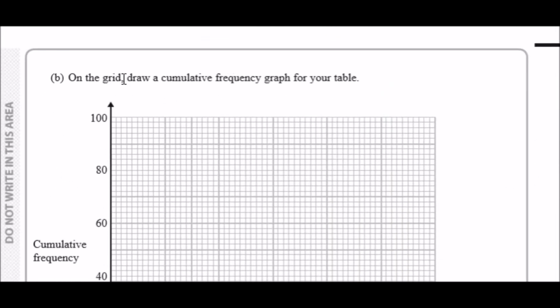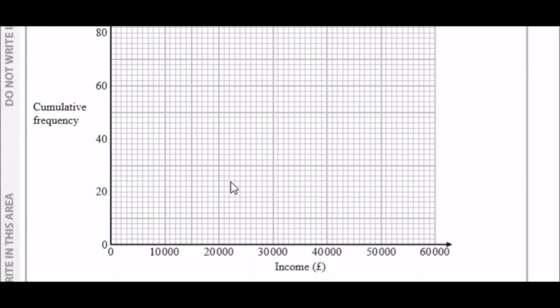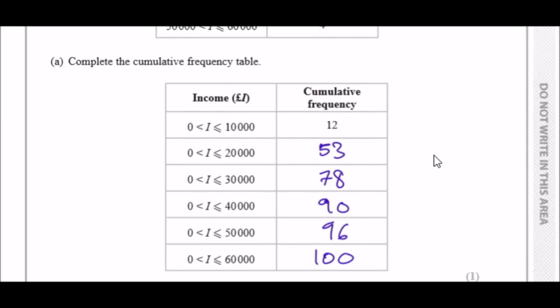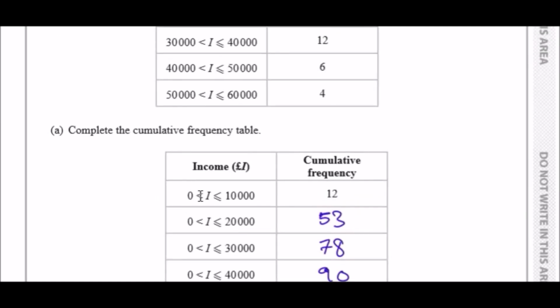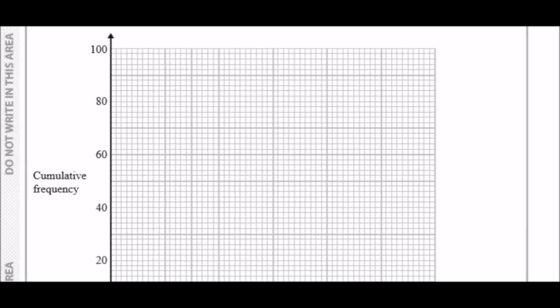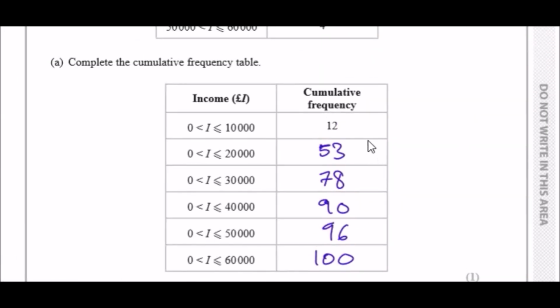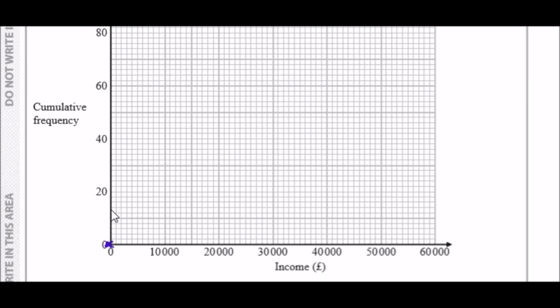Now draw on the grid a cumulative frequency graph for your table. Easy. So we just have to draw this out. We always start from the bottom left corner, which is 0, 0, because basically nobody's earning nothing. There's also the benefit scheme, but in this case, we assume nobody's earning nothing. So up to 12 people earn 10k. Going up in twos, 12 people is around here.